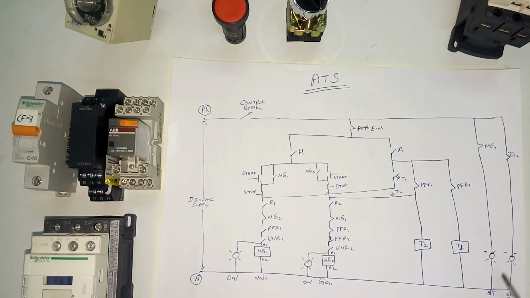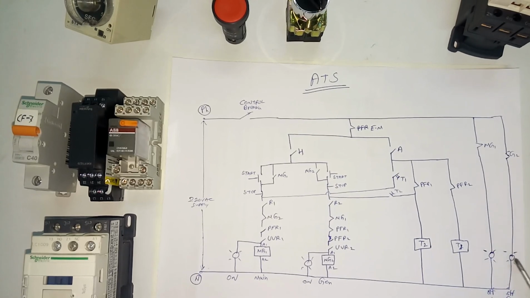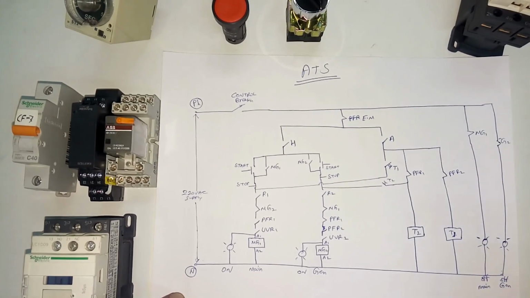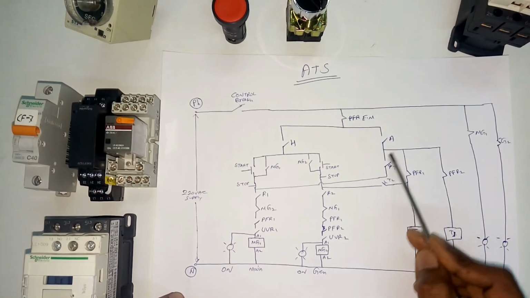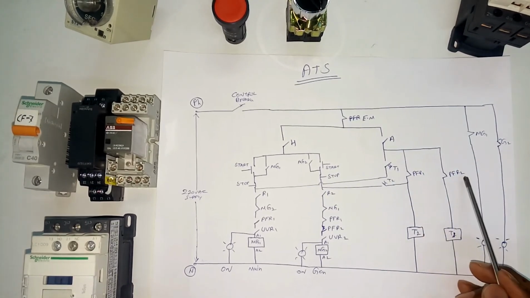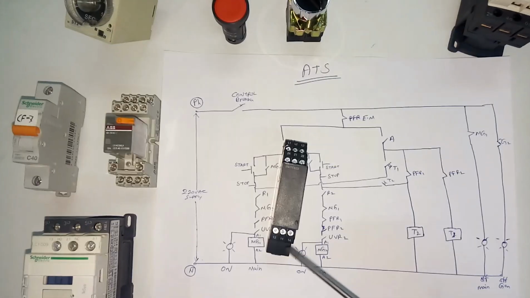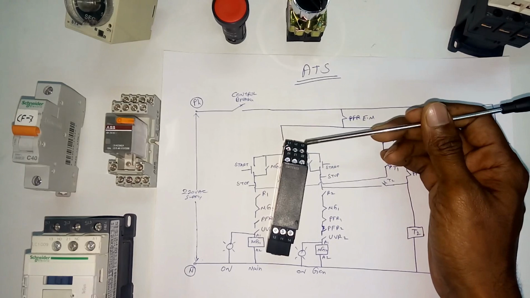On indication and off indication we are providing here using contactors and the C point. So main on indication and off indication, and generator on and off indication are also available here. All this operation we are conducting manually. That means one person needs to switch on, switch off, and load. But here I am going to explain the automatic operation.